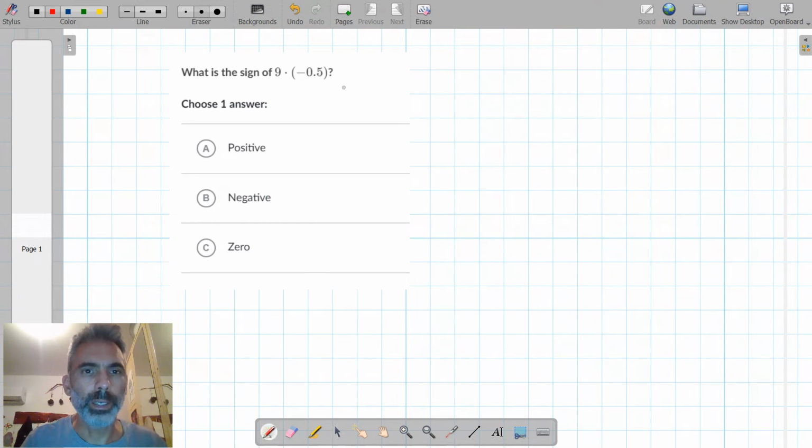Sine of 9 times negative 0.5. Okay, so because we have one number that is positive and the other is negative, then the answer is negative.